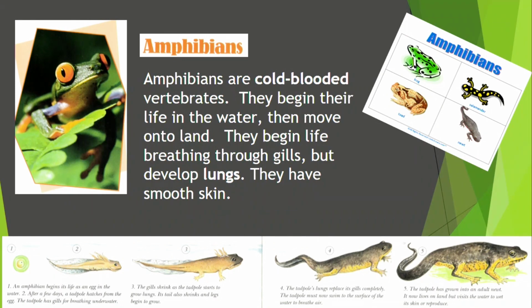Amphibians. Amphibians are cold-blooded vertebrates. They begin their life in the water, then they move on to land. They begin breathing through gills, then they develop lungs, and they have smooth skin. Look at the chart at the very bottom, and it gives you the life cycle of an amphibian. You'll see that it starts as an egg, and then it hatches out and looks kind of like a fish. That's when it's breathing through gills. And then as it develops, arms and legs grow and the tail can disappear, then they develop lungs and they start breathing through lungs, and then they crawl up on land.